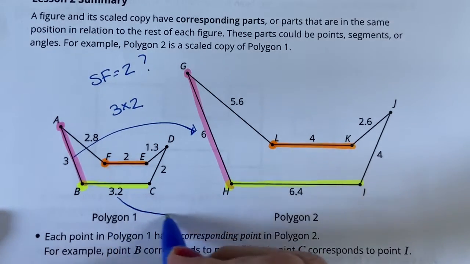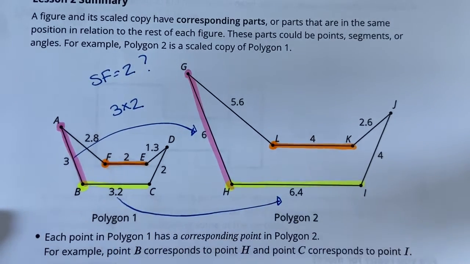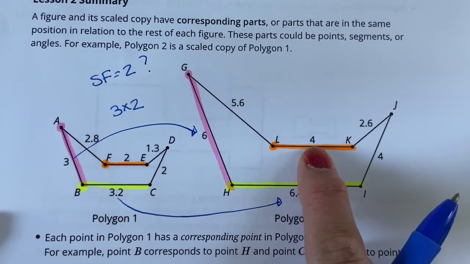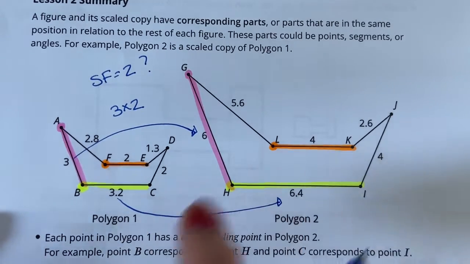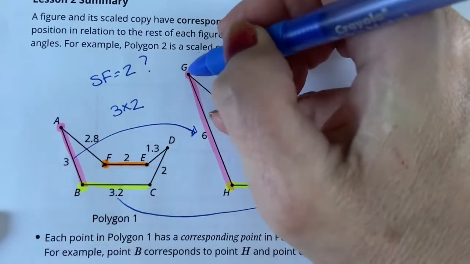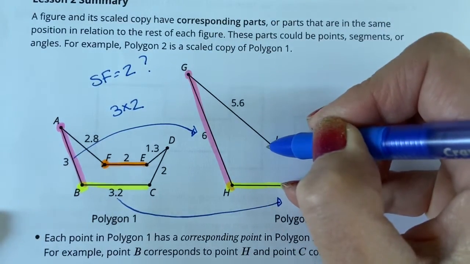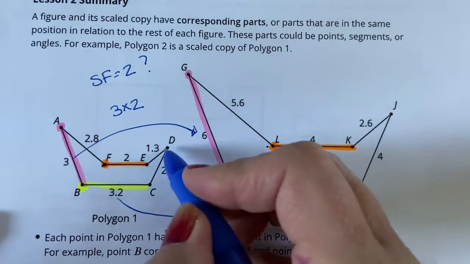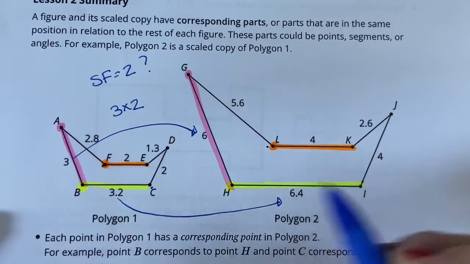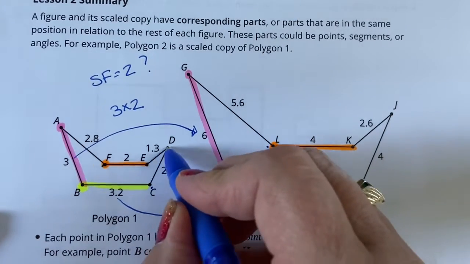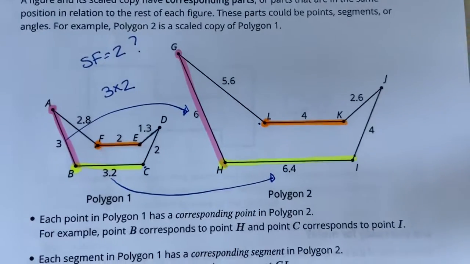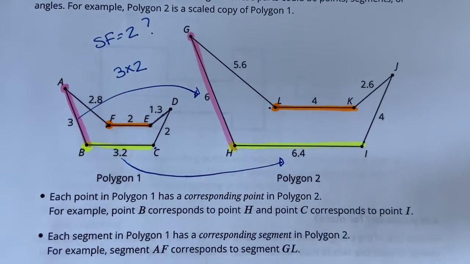So if I went from 3.2 to 6.4, did I multiply by 2? I did. If I get from 2 to 4, did I multiply by 2? I did. It has to work on every side. Side 2.8 times 2 has to give me 5.6. Side 2 times 2 has to give me 4, which it does. And then I think I only missed this one. 1.3 times 2 gives me 1.6. So they're scaled copies of each other. All right, and that's what that's telling you.